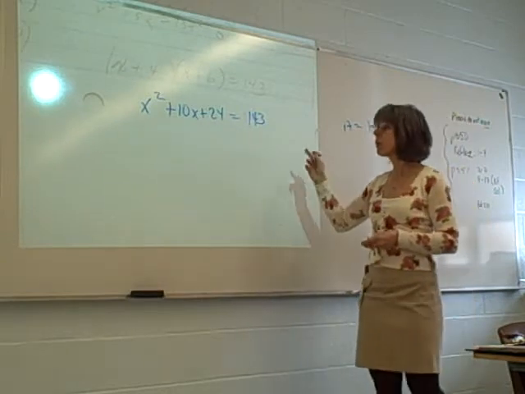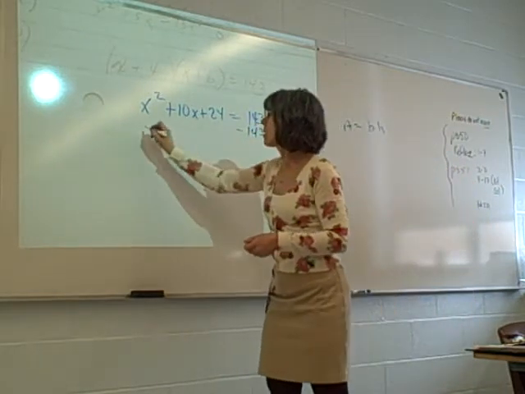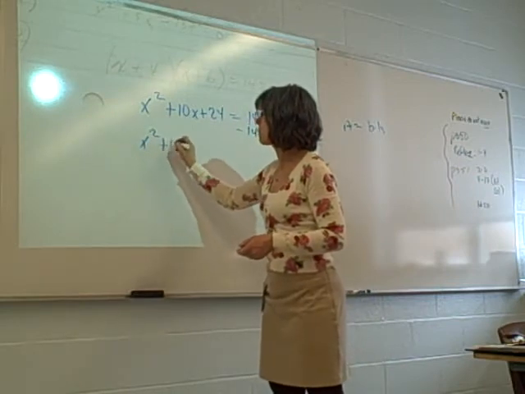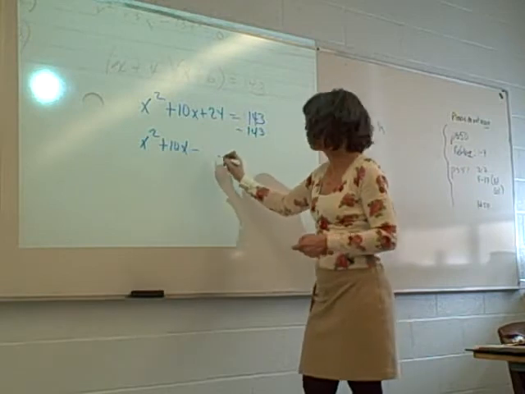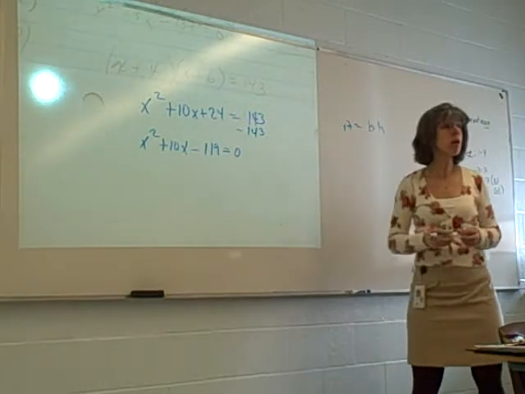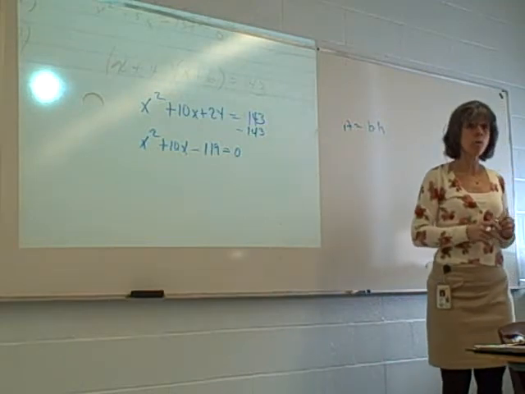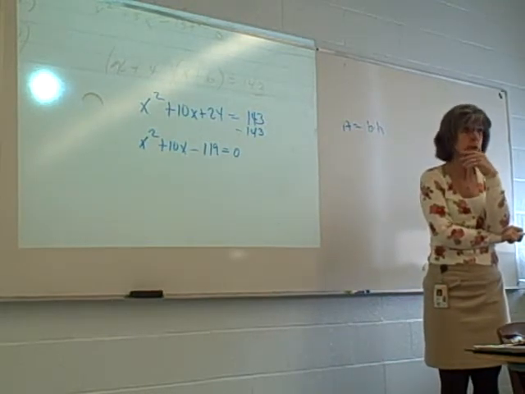Am I in standard form? No. Okay, so what do I need to do? Subtract 143. All right. And so I'm going to have what? X squared plus 10x minus what? 119. 119 equals 0. Okay, so what do I do now? Factor it. Can I factor that?